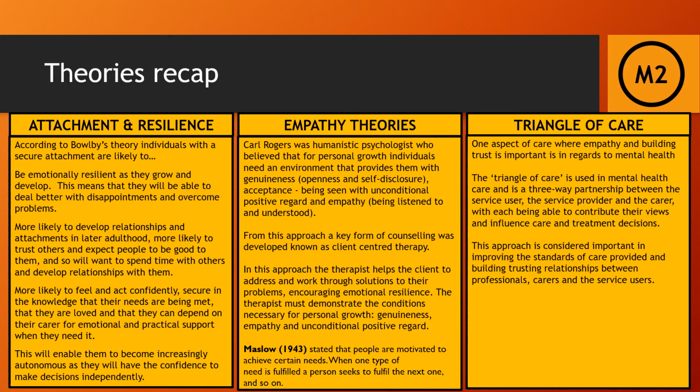Now, the theory recap: the three theories to do with empathy, building relationships and attachments. First, you've got attachment and resilience, which comes from the work of Bowlby, and it's all about how we build emotional resilience, our ability to cope with stress, change and different situations. He argues this is generally linked to the level and depth of relationship we had with our parents. Lots of stuff with Bowlby, really interesting ideas.